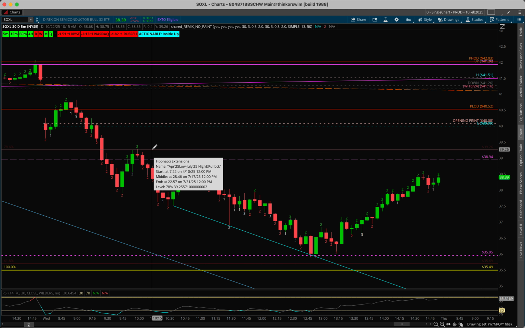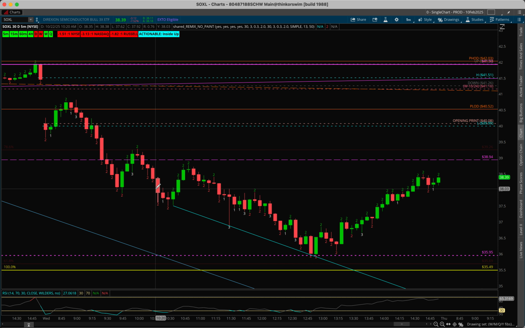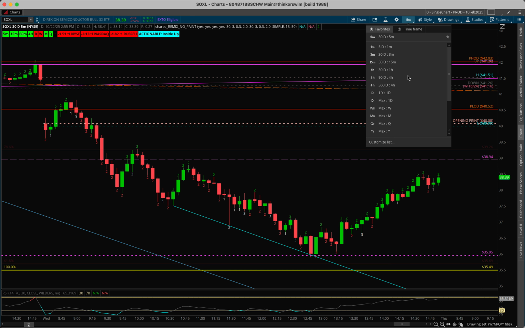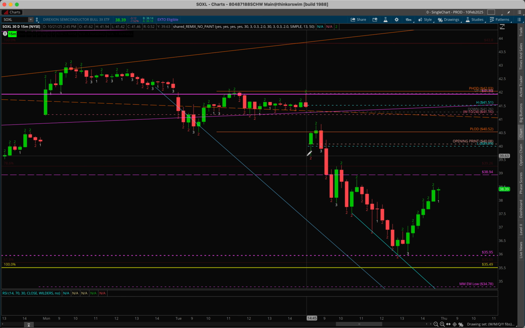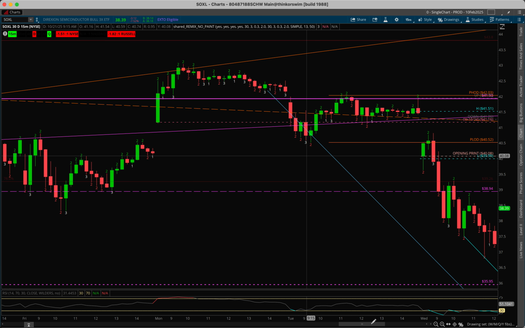But you can see we rejected here right off this 78.6 of that fib extension of the bull flag from the April 7th low to July high, right? So with the rejection there, if you were waiting for the lower high underneath opening print, you didn't get it on the 5-minute, but by that time the market had been open for about an hour and a half, so you probably would have wanted to switch to the 15-minute anyway.